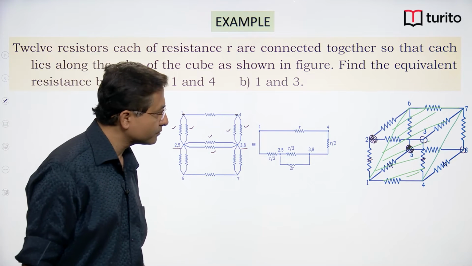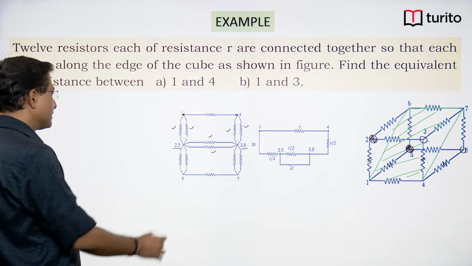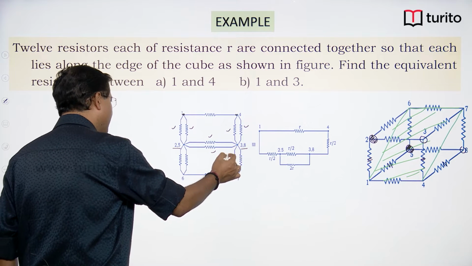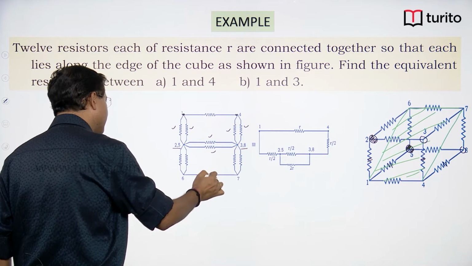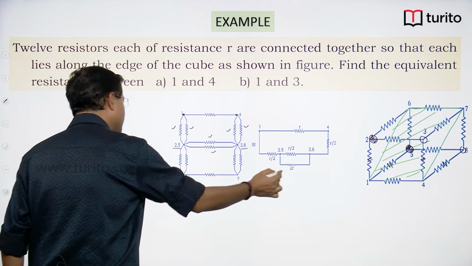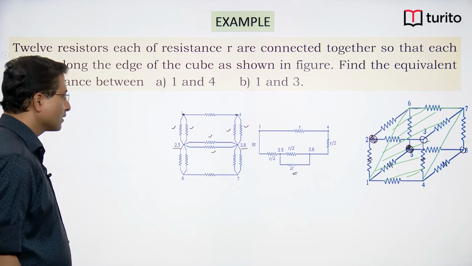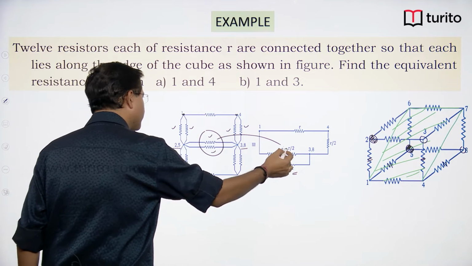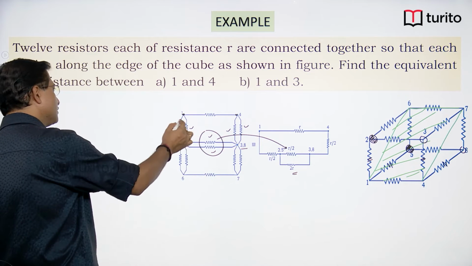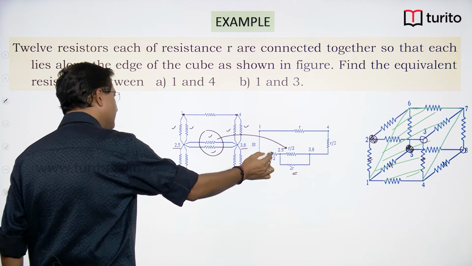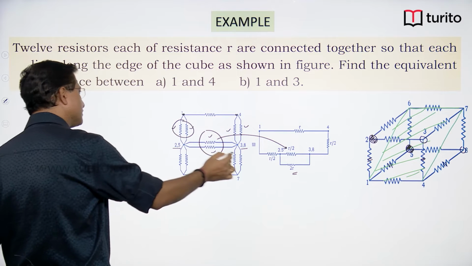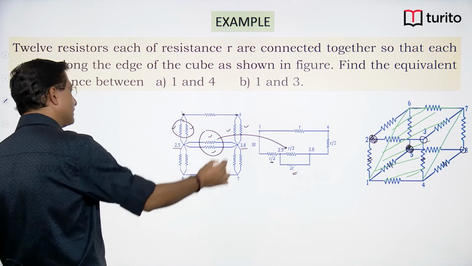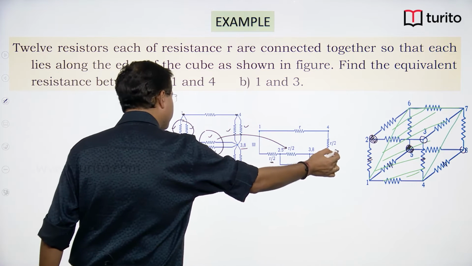Okay, now here this is R by 2, this is R by 2, R by 2 and R by 2 will make it R, and that R will make it 2R. So this is 2R. And this will be R by 2, that is here, R by 2. This is R by 2, here it is connected R by 2, this R by 2 is connected here, and then this R by 2 is connected here.